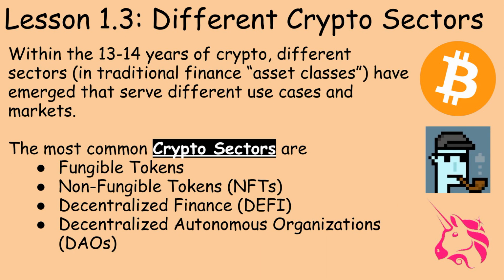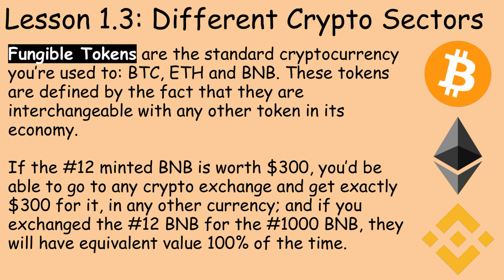Lesson 1.3: different crypto sectors. Within the 14 years of crypto, different sectors, which in traditional finance would be considered asset classes, have emerged that serve different use cases and markets. The most common crypto sectors are fungible tokens, non-fungible tokens or NFTs, decentralized finance or DeFi, and decentralized autonomous organizations or DAOs. So fungible tokens are the standard cryptocurrency that you're used to.